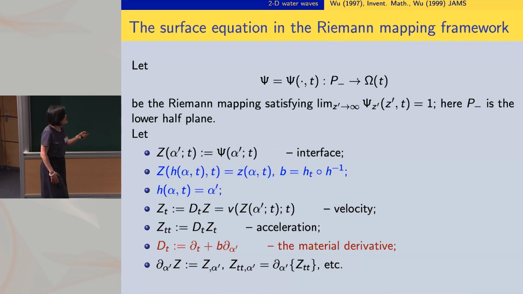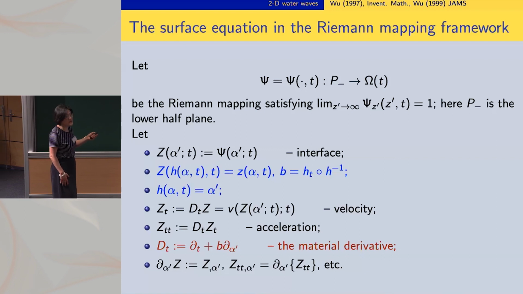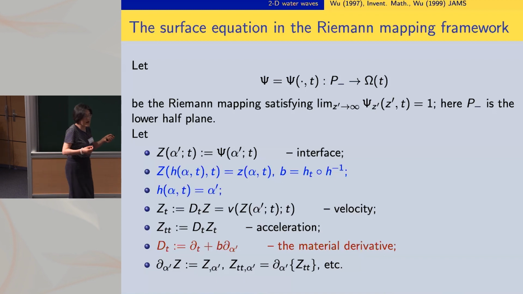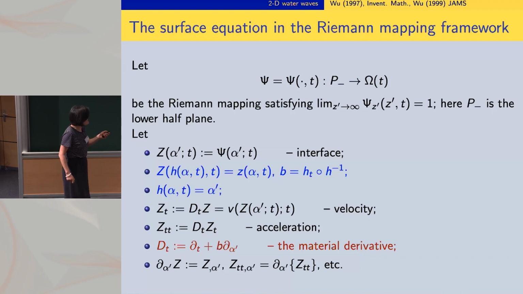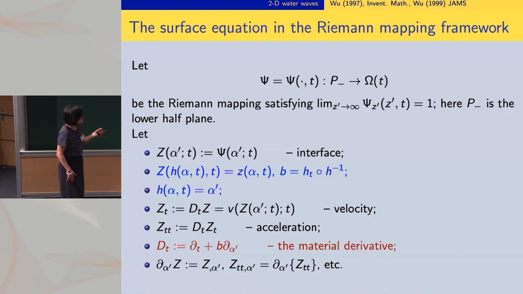Okay, and then this here is just a notation. Capital Z_t still describes the velocity. This now is given by the material derivative. Material derivative means that you take a derivative along the fluid particle. So you just follow the same fluid particle. Capital D_t, and then there is a change of coordinates coming from the b. This is from the chain rule. So these are just notations. Capital Z_tt is acceleration.